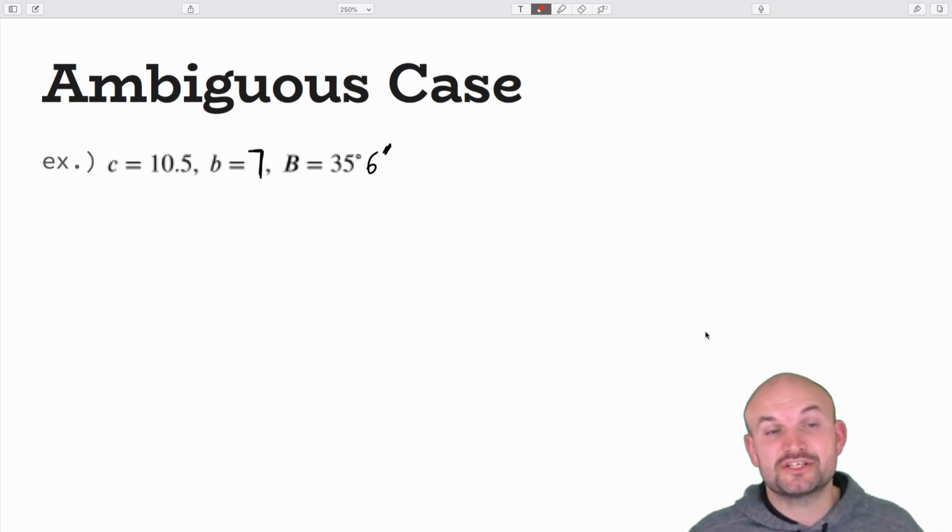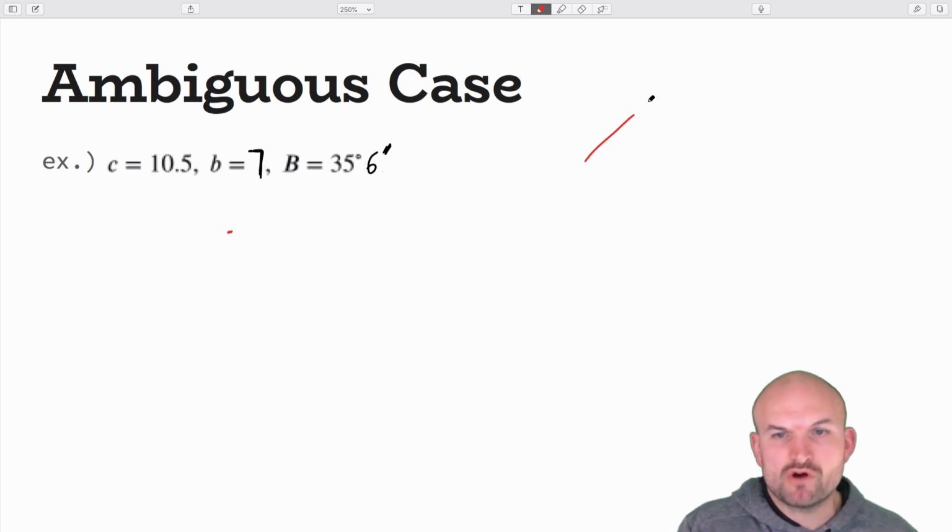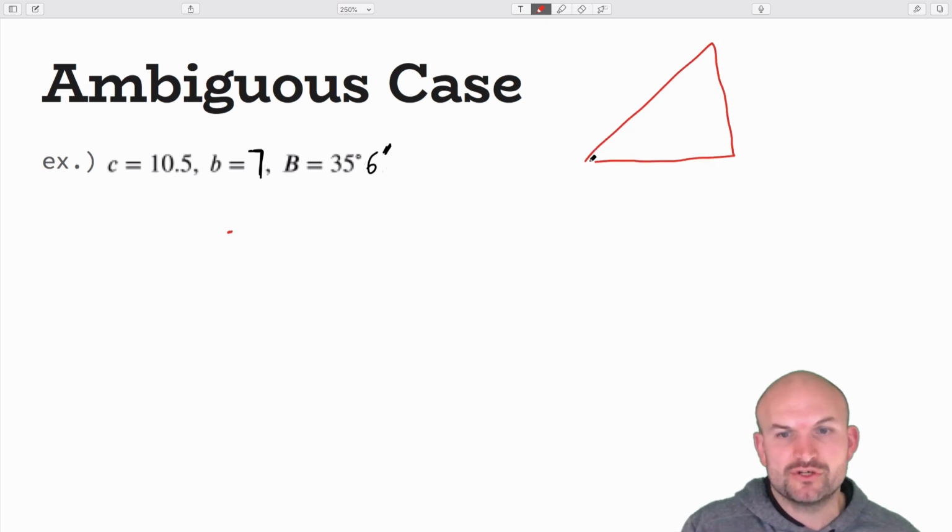Okay, so now let's actually go through an ambiguous case to find the missing measures of both triangles. So the first thing we want to do is draw the triangle to see what it's going to look like. So here is our angle B, and then this side length is going to be 7, and this is going to be 10.5.